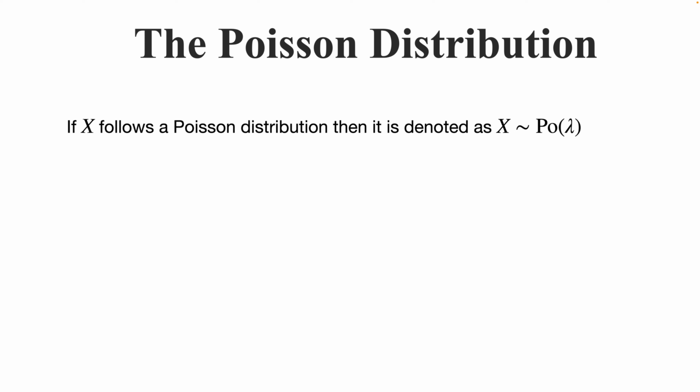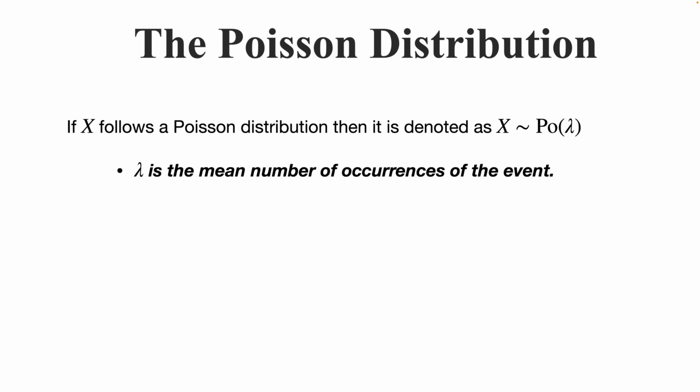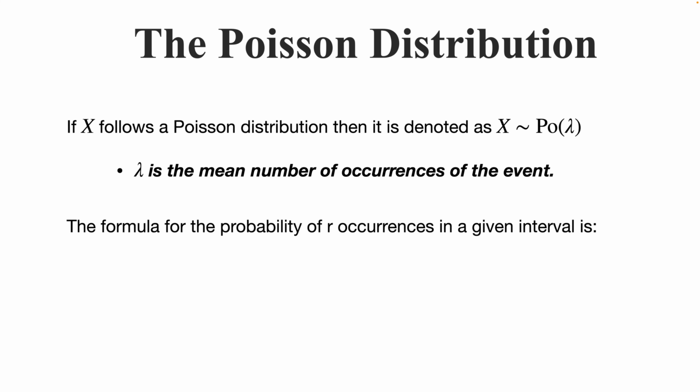If x follows a Poisson distribution, then it is denoted as x has a Poisson distribution of lambda. Lambda is the mean number of occurrences of an event. The formula for the probability of r occurrences in a given interval is: probability of x equals r equals e to the power of negative lambda times lambda to the power of r, divided by r factorial. r can be 0, 1, 2, or any integer, as the Poisson distribution is a discrete probability distribution.